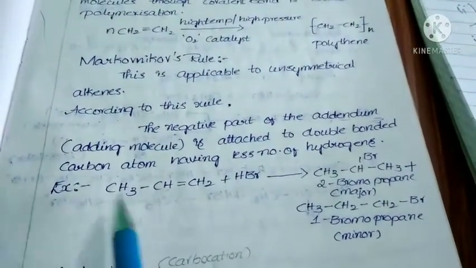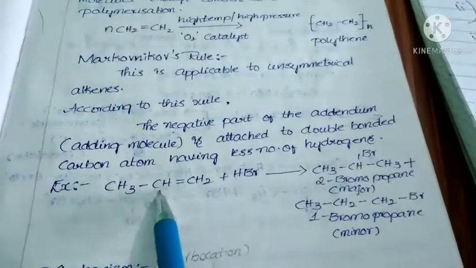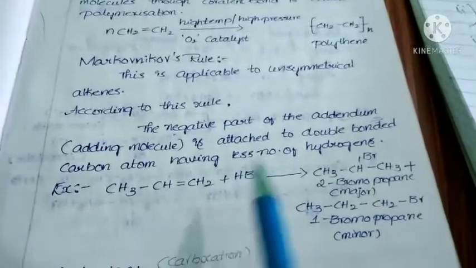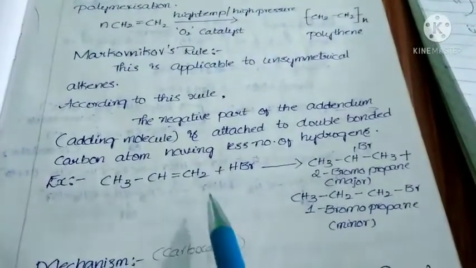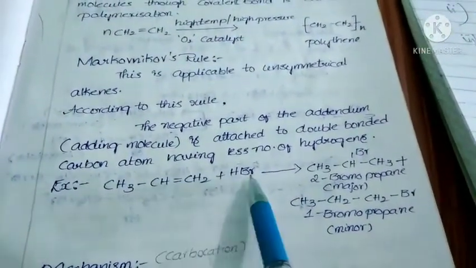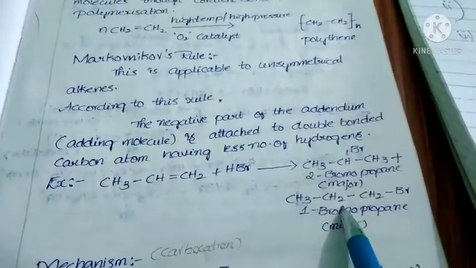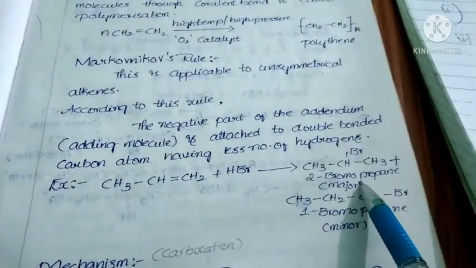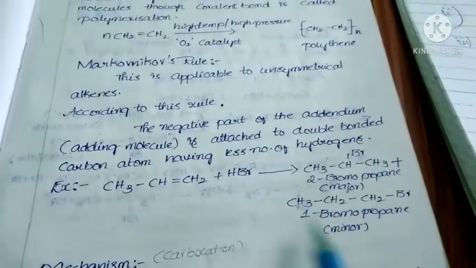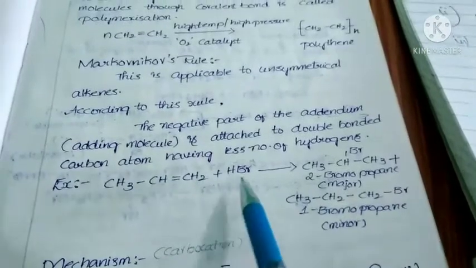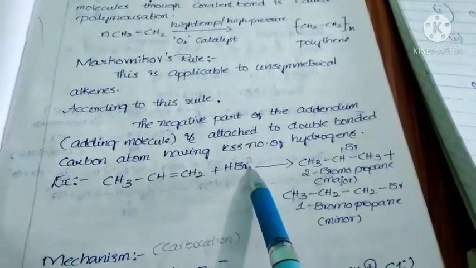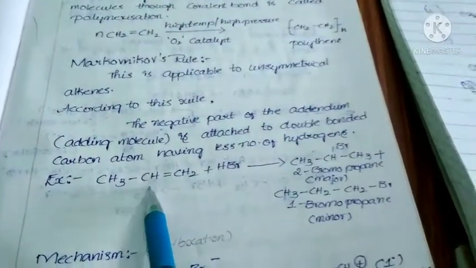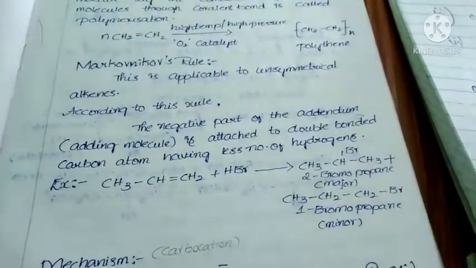Then which compound do we get? CH3, CHBr, CH3. That means this one. There is one more chance. If hydrogen comes and attacks and a bromine comes and attacks, then we get this one. But according to this rule, this is the major product and this is the minor product. That means the negative part of the addendum which attacks the double bonded carbon atom having less number of hydrogens will be the major product.